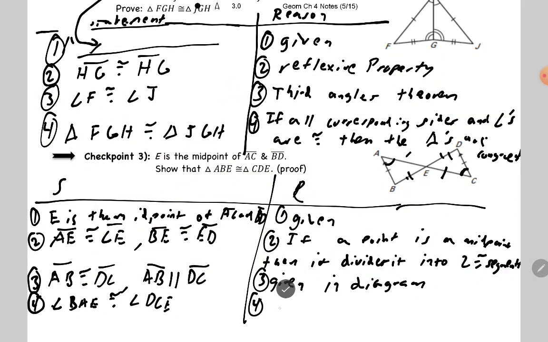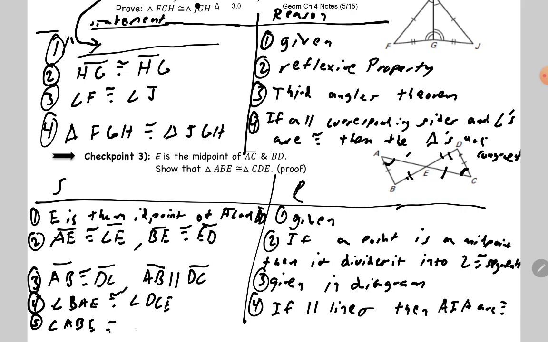So, if there are two parallel lines, I'm going to shorthand this. If there's two parallel lines, then alternate interior angles are congruent. Okay. And then 5, we're going to say angle ABE is congruent to angle CDE. So ABE and CDE, or you can call it angle B and angle D. Those angles are the same as 4. Those are alternate interior angles.